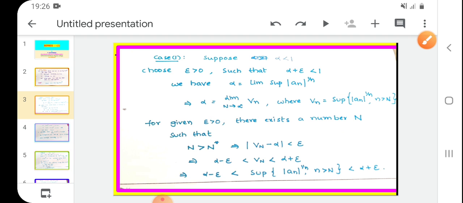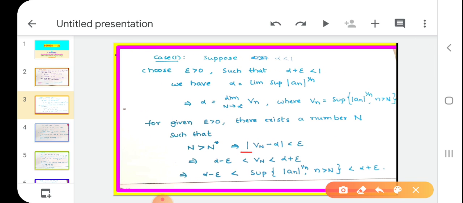Next, mod Vn minus alpha less than epsilon means the value of Vn lies between alpha minus epsilon and alpha plus epsilon. So I write that implies alpha minus epsilon less than Vn less than alpha plus epsilon.